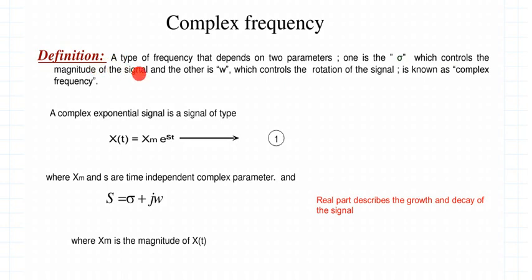Sigma controls the magnitude of the signal, and omega tells us about the frequencies of the signal, which controls the rotation of the signal. What do we mean by rotation of the signal? As we go into the depth, we'll understand. So this omega is called the frequency. Let us understand more about the concept of complex frequency as we go ahead.